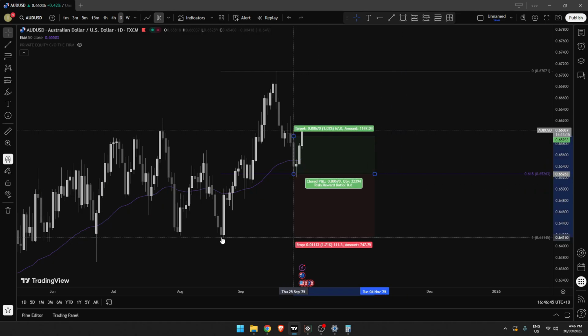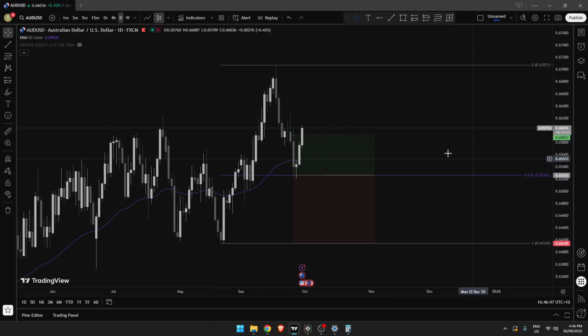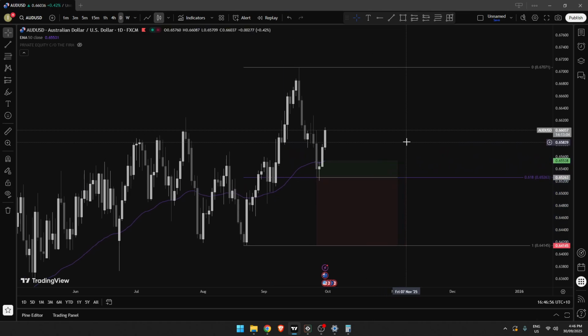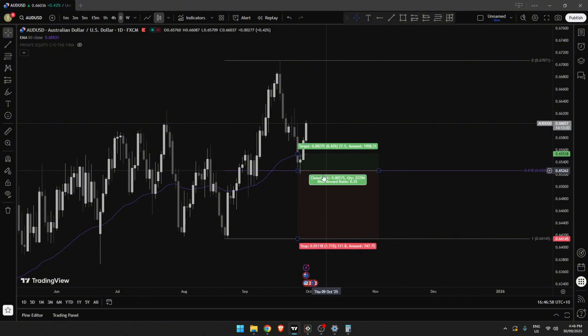Perfect. Stop loss goes at the swing low, and I target a negative risk to reward. So I target 0.25%. So on the funded challenge at the moment, I risk 4% to make 1%.